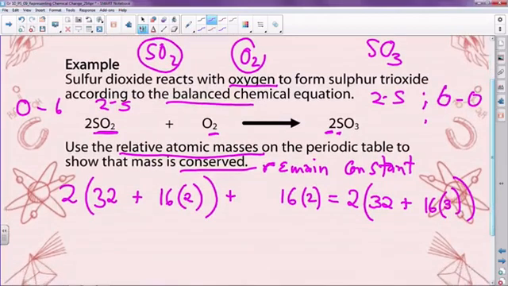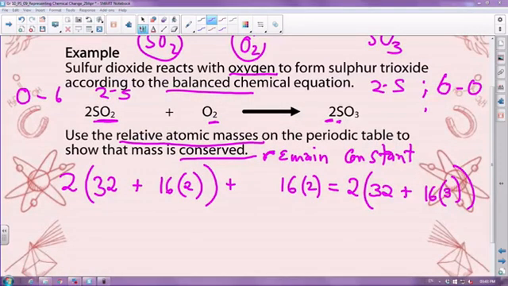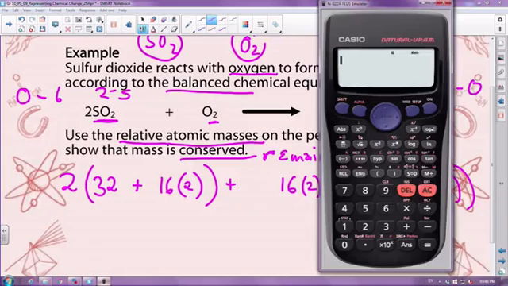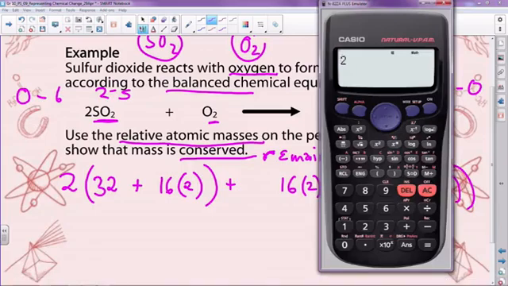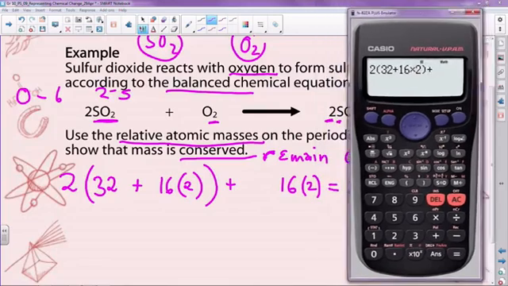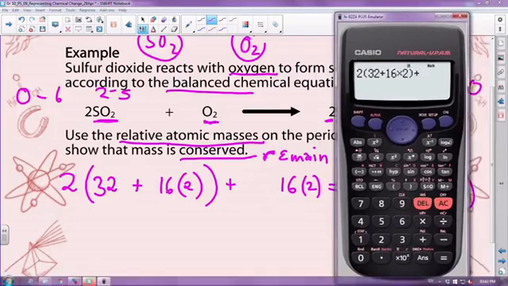Now we go to our calculator, just to confirm in terms of the masses. We shall work out the sulfur dioxide and then the oxygen, and get the total. So we've got 2 times (32 plus 16 times 2) for sulfur dioxide, plus the other reactant, oxygen, 16 times 2. What do we get? We get 160 atomic mass units on the left.